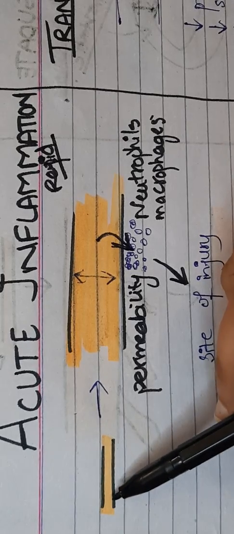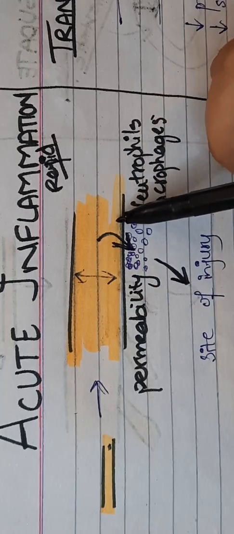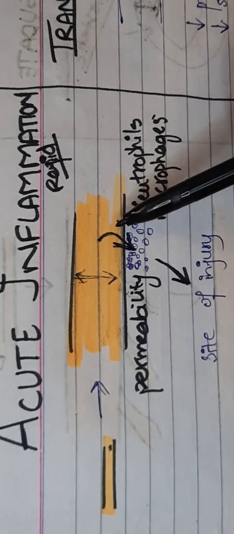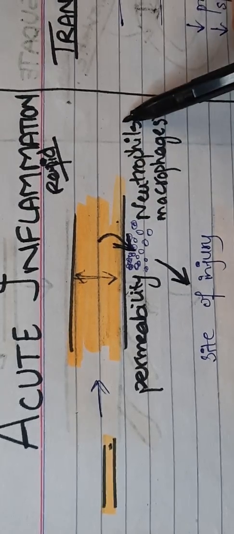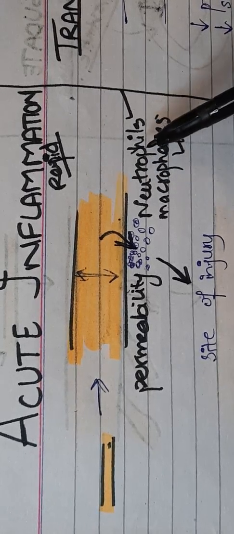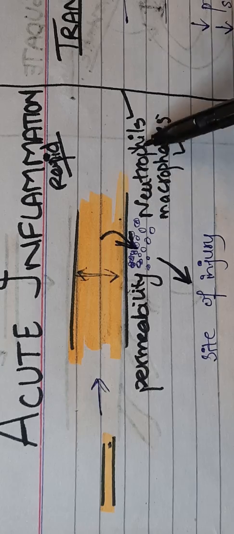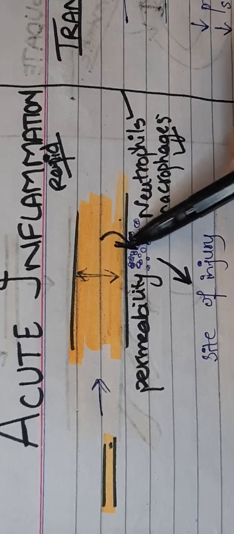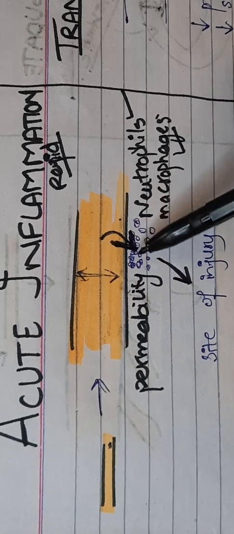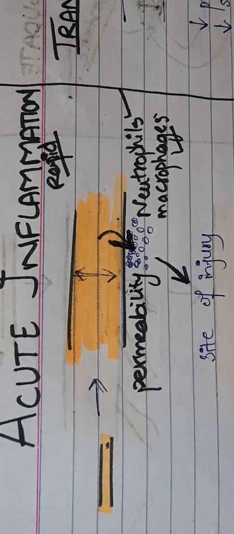First, if this is a blood vessel, it will lead to vasodilation. You can see that the blood vessel is dilated now. Then the leukocytes, mainly neutrophils and macrophages, which are the main leukocytes because they have the capability to engulf the microbes, move out of the blood vessel due to increased permeability and move to the site of the injury. This will be explained later in detail.